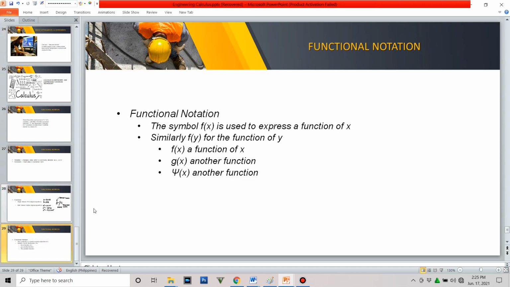So further we have functional notation. The symbol f(x) is used to express a function of x. Similarly, f(y) is used for a function of y. Hence we have f(x), a function of x. g(x) would be another function of x, and h(x) will be another function of x. So in a moment, we're going to have examples.